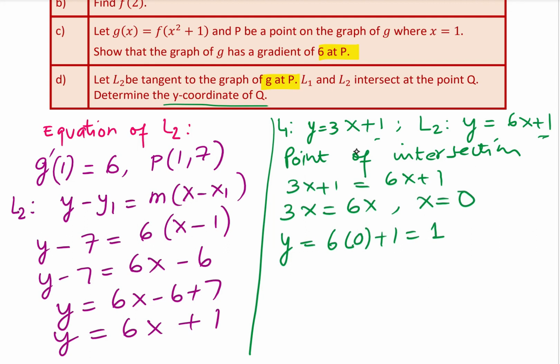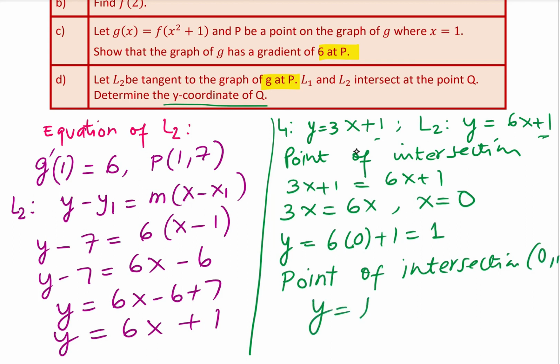Correct? So we know the point of intersection is basically 0, 1. So we say y equals 1 is our answer. Correct? So that is how we have to give this information. Well, in the question, we were supposed to give also the point P as given to us as 1, 7. So that was the point P given to us, and we used the value 7 in our calculation. Correct? So that is how we are going to answer this particular question.